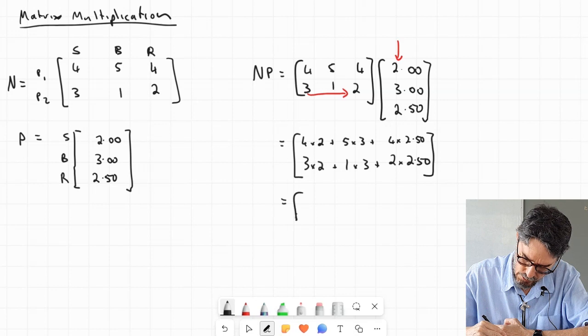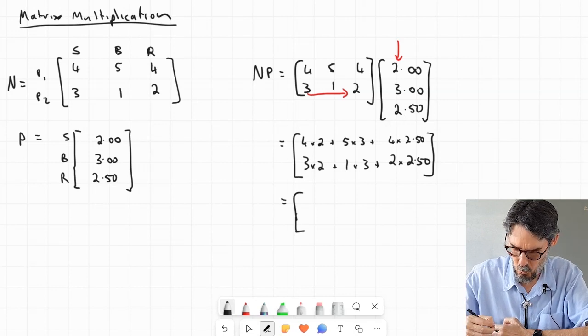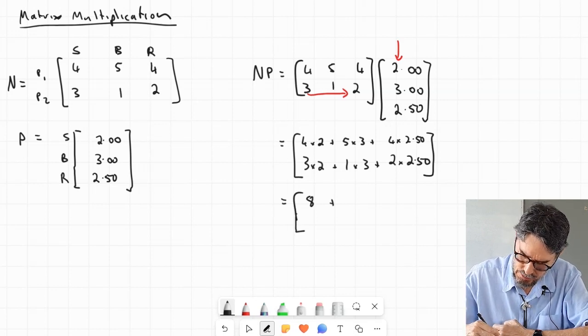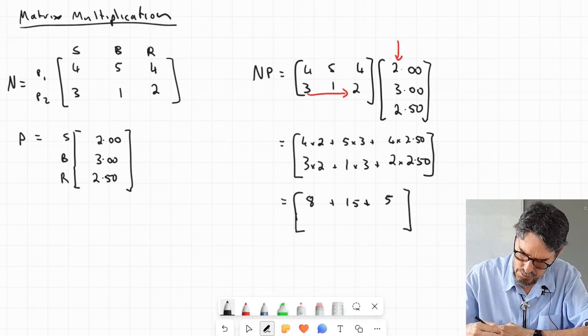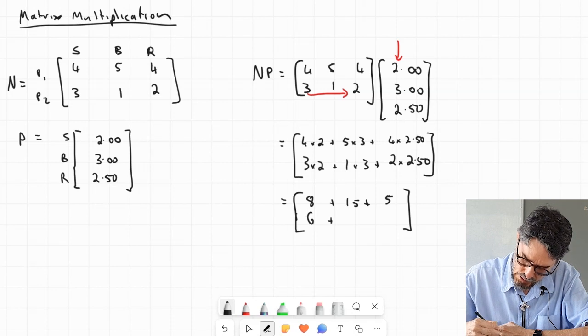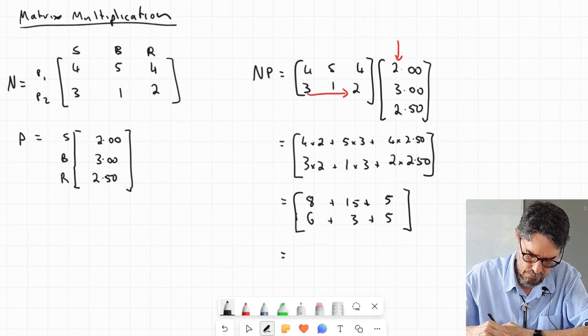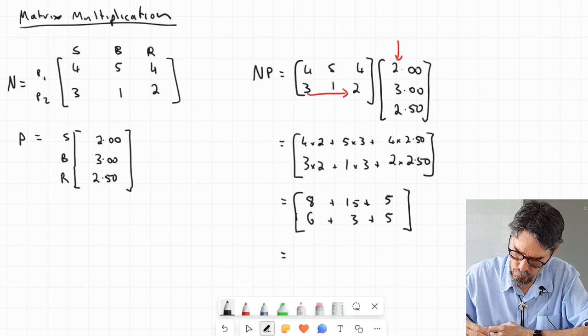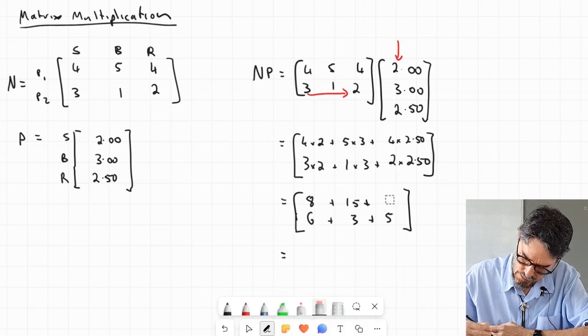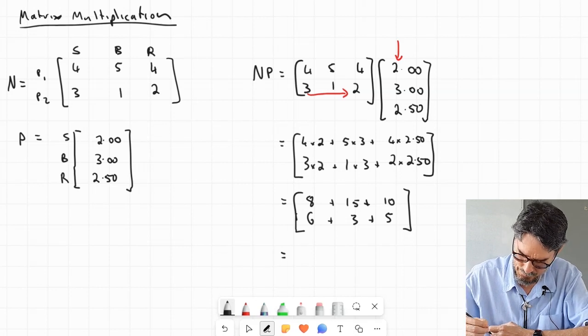Then we're going to do those calculations. I'm just going to do one extra step to make it clear. 8 and 15 and 4 lots of 2.50 is $5. And the bottom we're going to get 6 and 3 and $5. Something went very wrong there. What went wrong? Oh yes, 4 lots of 2.50 is $10, not $5. That's better. Did you spot that before I did?